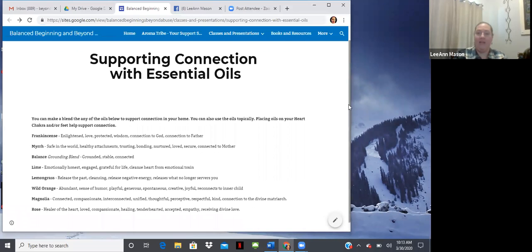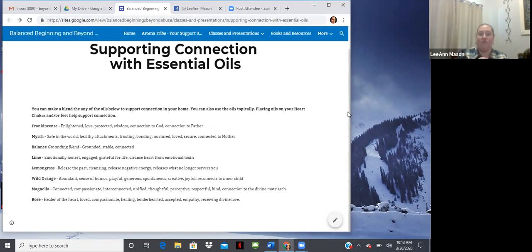So I'm not going to go over everything, but frankincense is great. And I post on there what it connects you to. It's connection to God and to the Father. Myrrh is connection to Mother, and trusting and bond and nurturing. So those are some great ones. Balance is stability. Lime is cleansing for the heart from emotional toxins, which can block connection. So that's a good one to have. Lemongrass releases the past, so if you're having trouble with connecting because of your past.